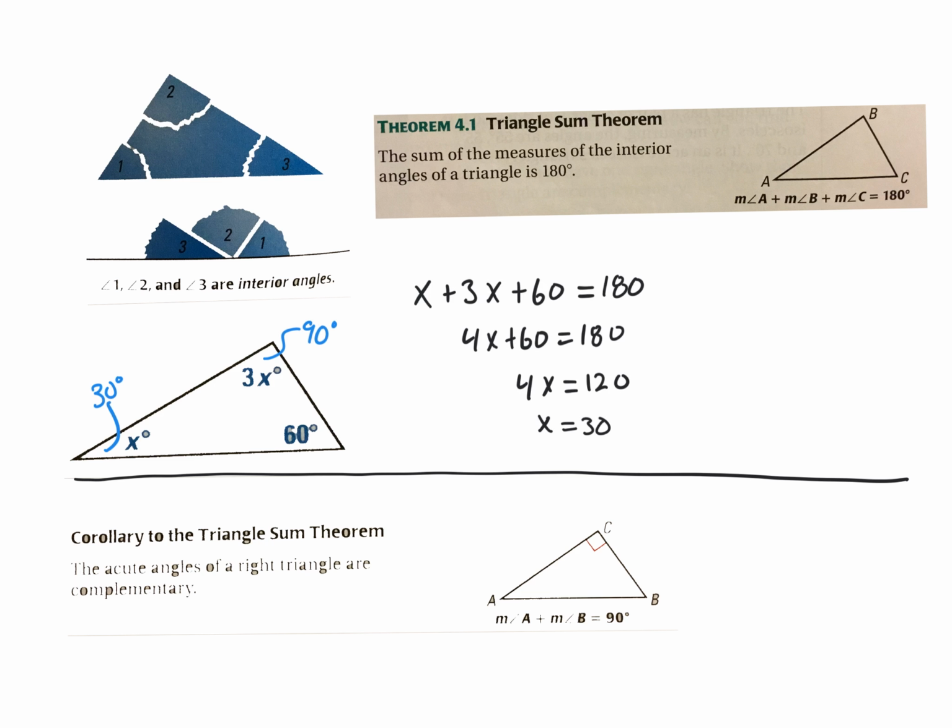Now, a corollary is another kind of theorem, but that ties directly to a theorem. So notice this one is called the corollary to the triangle sum theorem. This corollary comes directly from here. Now, we know that all 3 angles in a triangle add up to 180.